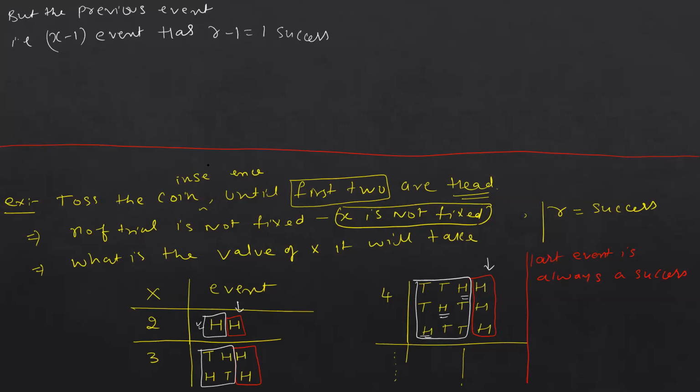Once again, however many times you do the trial, the last event always becomes a success, because for us success is getting a head. So this part is sure, but the previous x minus 1 events should also have r minus 1 successes. If r is 2 here, 2 minus 1 is 1. In this case it is 1 success, and in this case also 1 success. Now we have got the pattern.